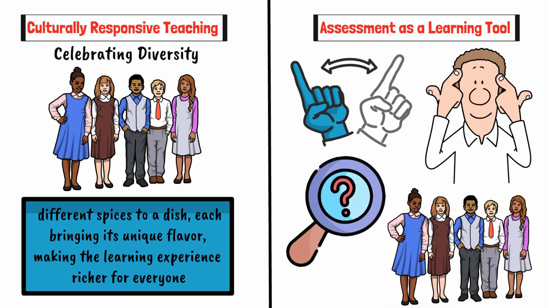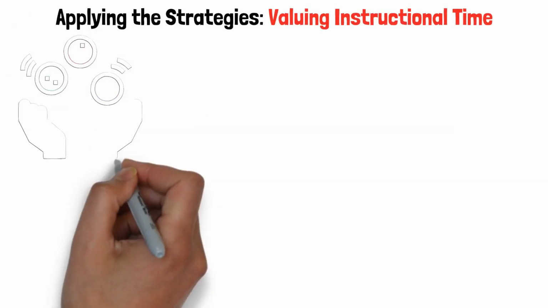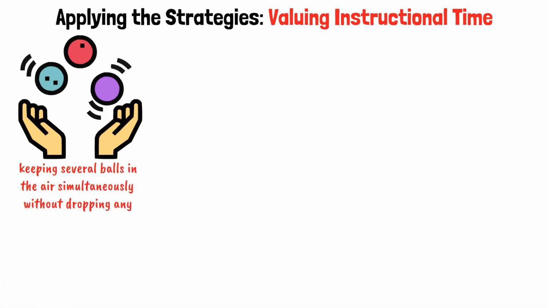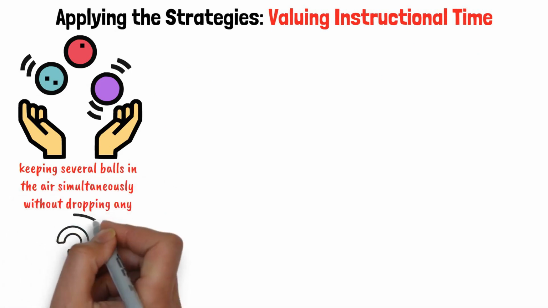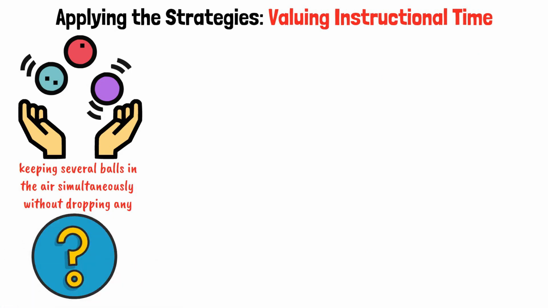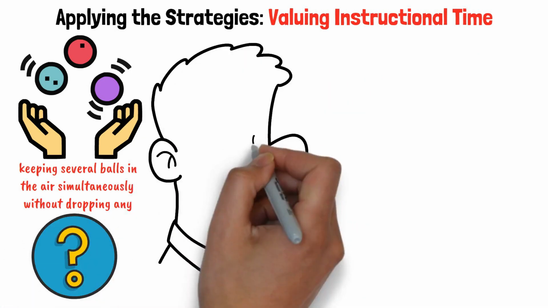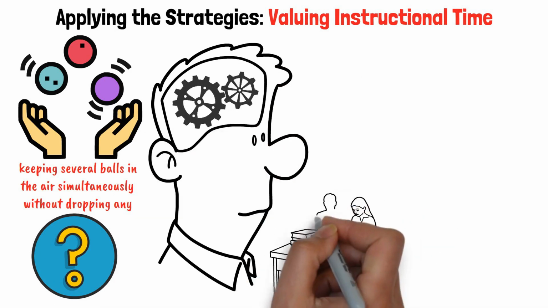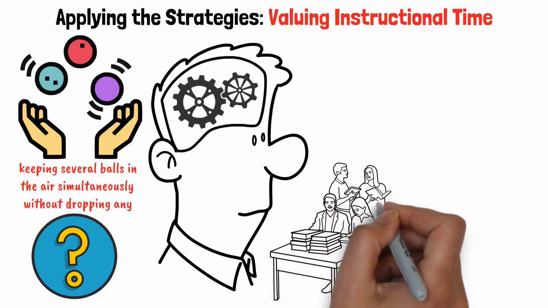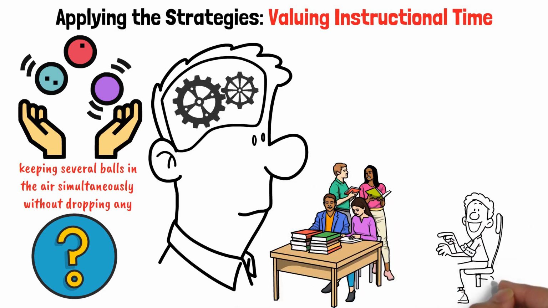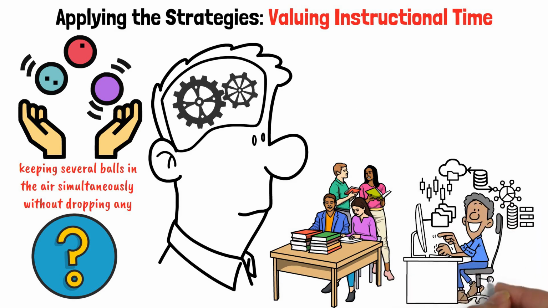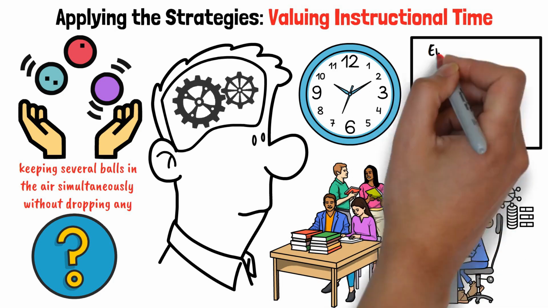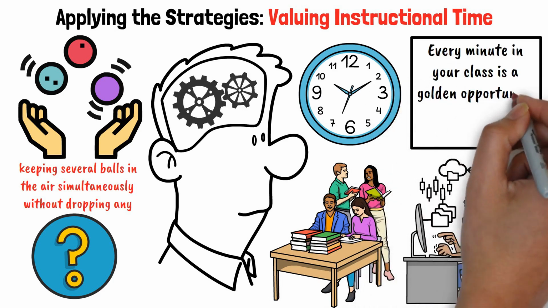Valuing instructional time is akin to being a master juggler, keeping several balls in the air simultaneously without dropping any. Start each class with a clear objective and a roadmap of how to get there. Use engaging starter activities to spark interest and get the brain gears moving. Incorporate time-saving strategies like group work, where students can learn from each other, or technology-assisted learning, which can provide immediate feedback and free up time for more personalized instruction. Remember, every minute in your class is a golden opportunity for learning.